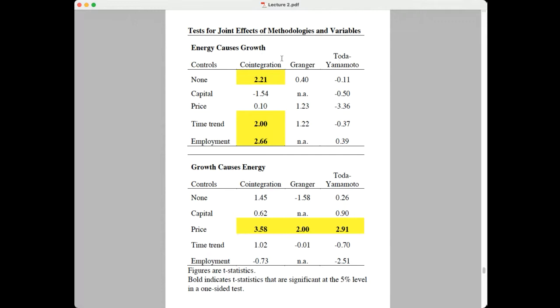So methods that use co-integration models, methods that use traditional Granger causality tests like I showed you, and ones that use a so-called Toda-Yamamoto test, which controls for stochastically trending or unit root variables, so it's valid in the presence of those variables. And then there are different control variables: no control variables, including capital stock in the regression, including the price of energy, including a time trend, and including labor or employment. People might include capital or employment because they're thinking there's some sort of production function for GDP, where there's energy, capital, and labor, and maybe we should control for those things when testing the effect of energy on GDP.